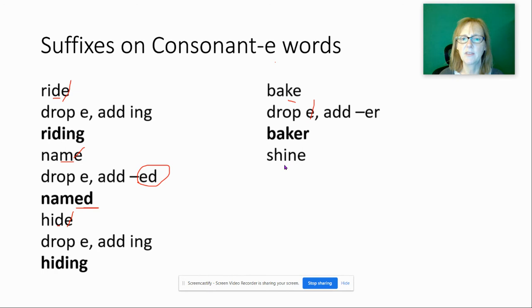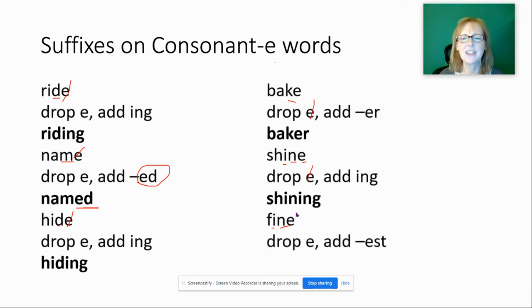And shine. We have a long I sound here, followed by the consonant N, silent E. Shine, drop the E, add ing. Shining. And lastly, fine. We have long I sound, followed by consonant N, followed by the E. You know what we're going to do. We're going to drop that E, and then we're going to add back an E. We're going to add the EST, because that is our ending. So if we just always drop the E, then we can just add freely what our ending is, and we don't have to worry about it, because of course you can't have a double E, right?